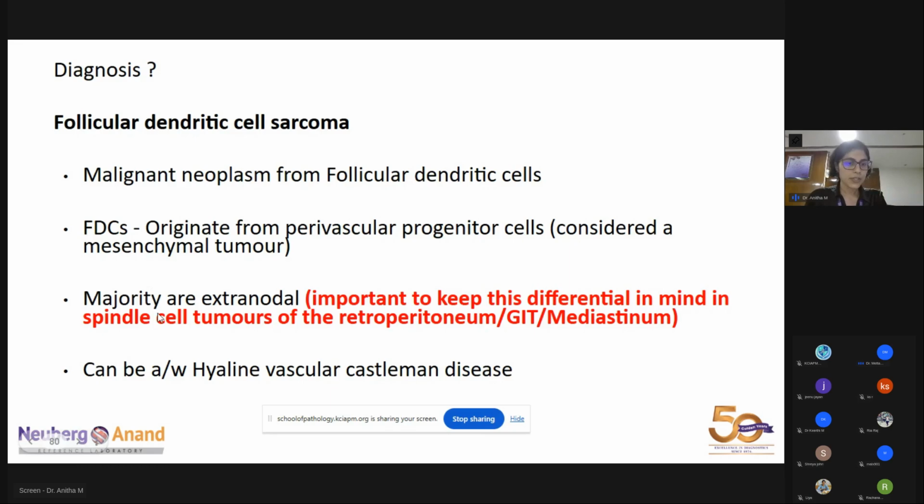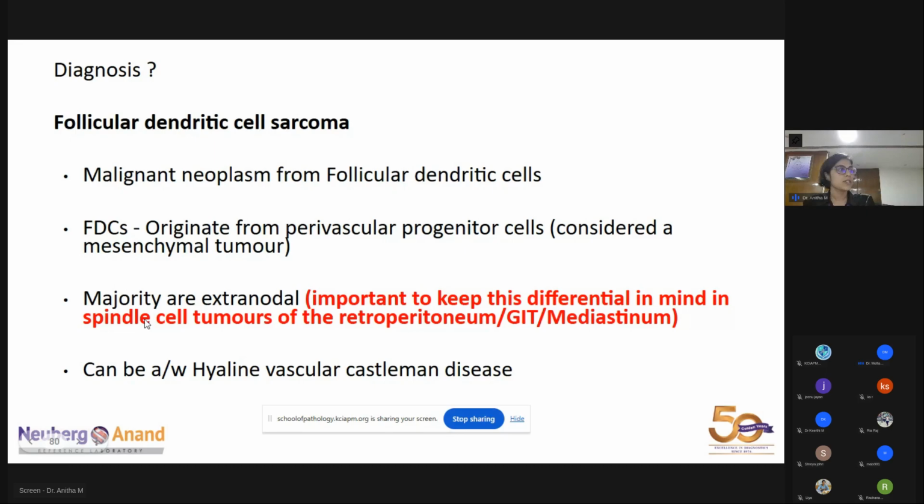Most of them are extranodal, so, because it presents as a spindle cell neoplasm, it's important to keep this differential in mind when you've got odd looking tumors presenting in the retroperitoneum, in the GIT, and especially in the anterior mediastinum, where thymoma could be a differential. So keep this tumor in mind, and it's always wise to put in a marker for follicular dendritic cells if you see a tumor with this morphology.